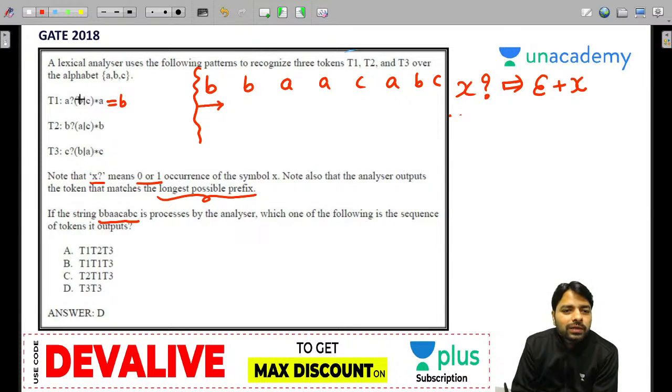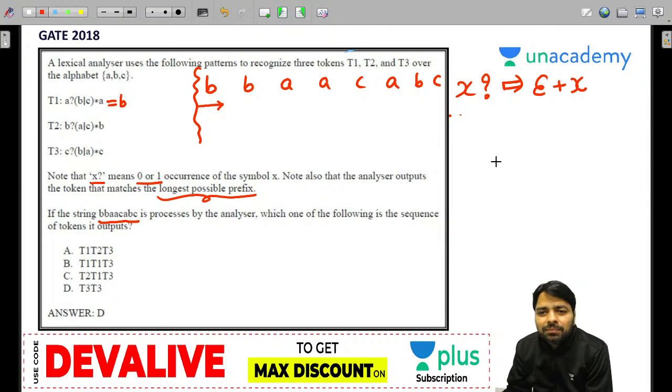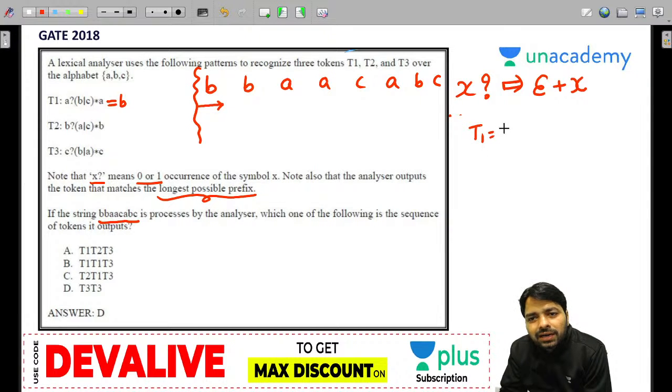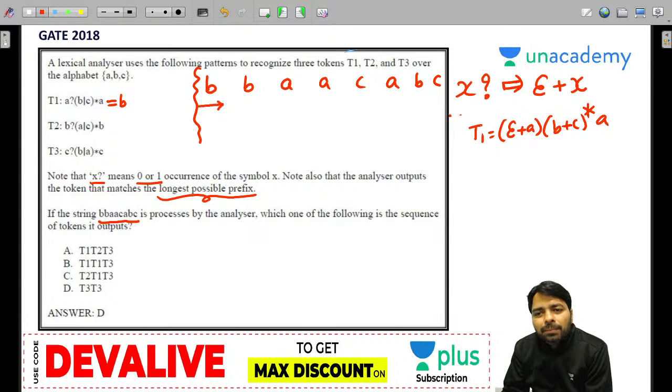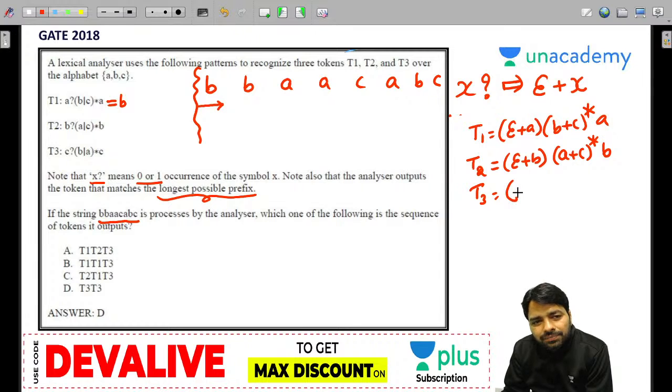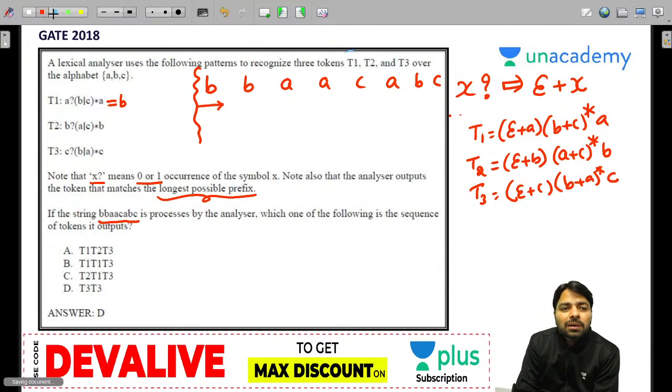Yes. I'll first write them because some people don't know what is T1. T1 is nothing but epsilon or A, and B plus C whole star, A. I'm converting into TOC regular expressions. T2 is epsilon or B, and A plus C whole star, and B. T3 is nothing but C, epsilon plus C and B plus A whole star, C.